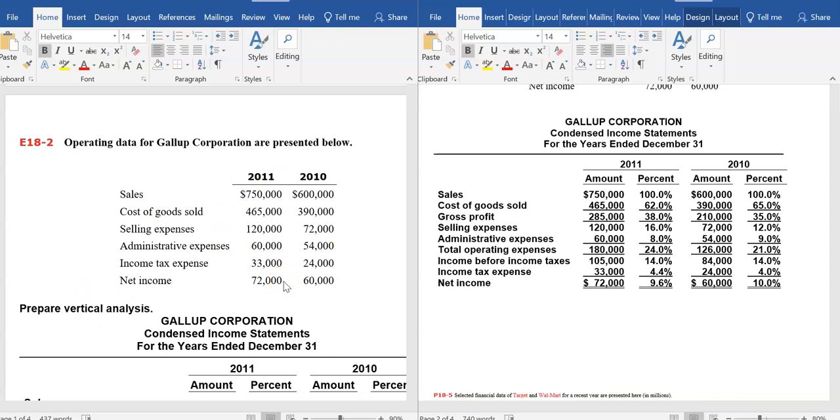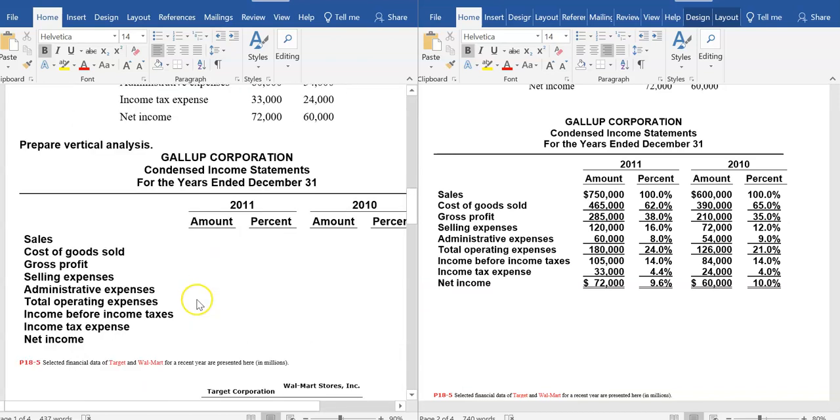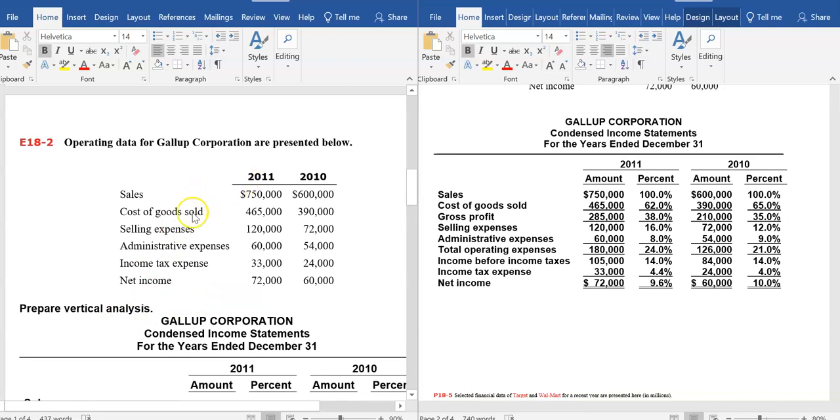And I just want to emphasize that these tools can be used on any of the financial reports. So we just happen to be applying them to two different types of reports, balance sheet and income statement. But these tools can be used on any of them. In other words, vertical analysis can be used on the balance sheet or the income statement or the statement of cash flows, etc. Okay. All right, so they have given us information for an income statement.